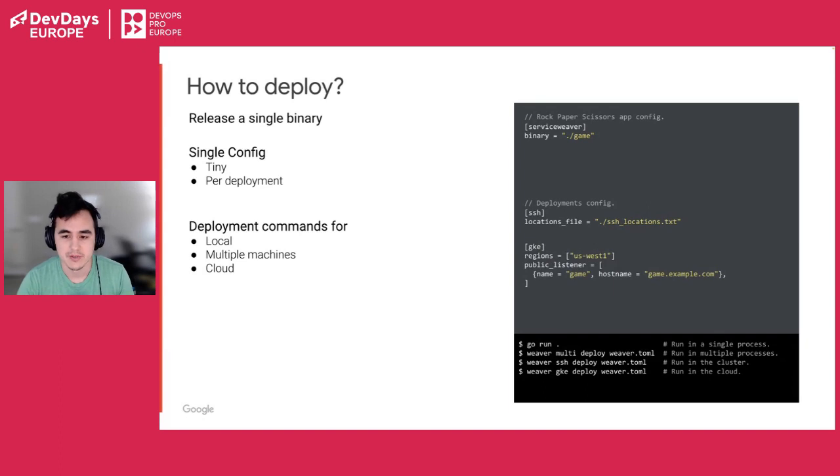And finally, the most sophisticated, the GKE deployer. GKE, or Google Kubernetes Engine, is Google Cloud's offering of Kubernetes. And here in our config, all we have to do is say what regions we want to run in. We support multiple regions. You can have multi-region deployments. That's pretty cool. And you have to give the URL where you want your listeners or your HTTP endpoints to be available. And then all you have to do is weaver gke deploy weaver.toml, and your application will get run in the cloud. Different components will be run in different pods, and everything will just work.